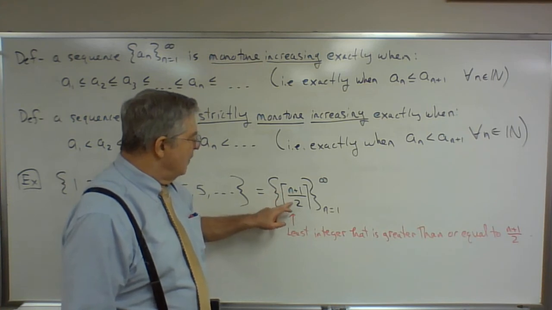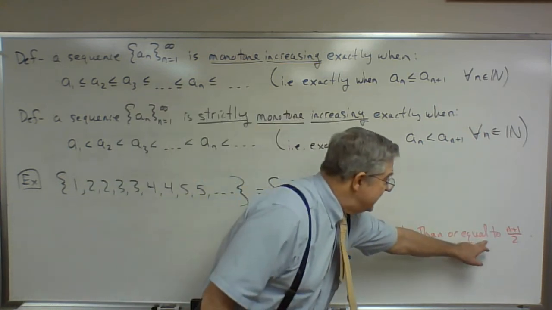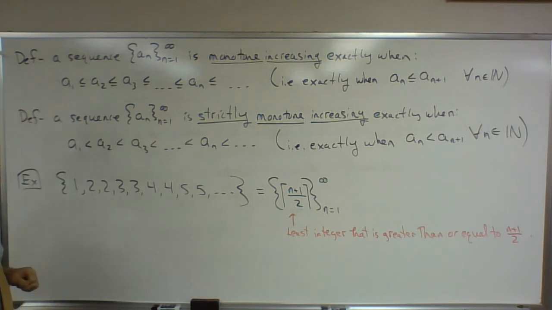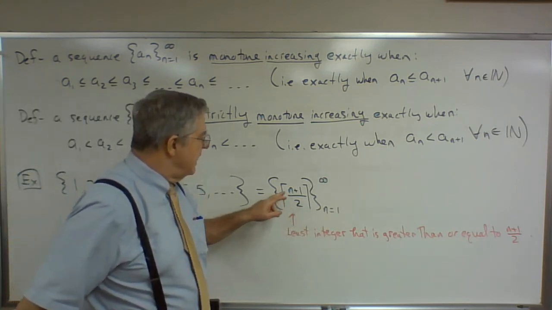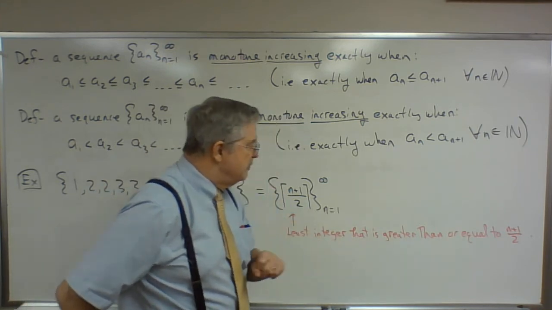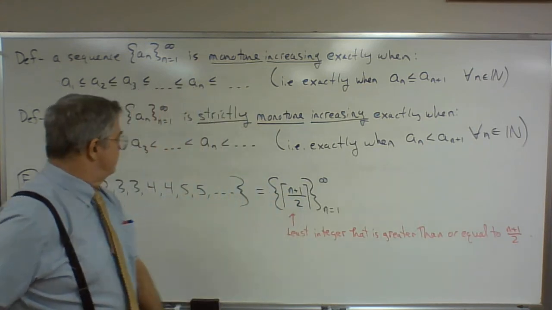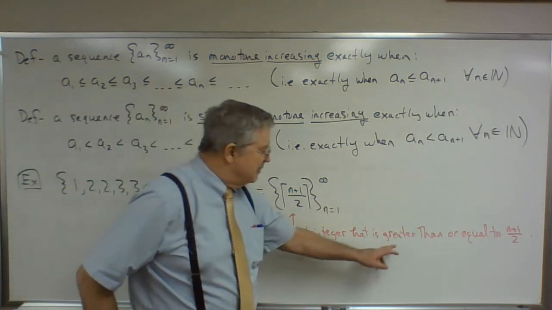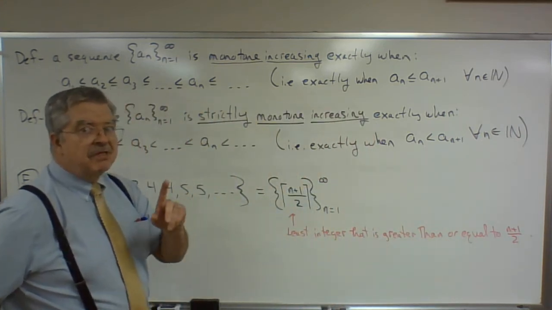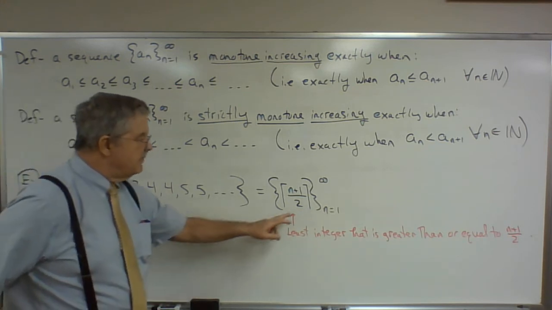Now let's let n equal 3. That gives us 4 over 2, which is 2. The smallest integer that is greater than or equal to 2 is 2, right? And here it is. We'll do one more. Let's let n equal 4. So we have 5 over 2, which is 2.5. The smallest integer that is greater than or equal to 2.5 is 3, right? Well, here it is. This is the fourth term. This is what we get for n equal 4, and so on.